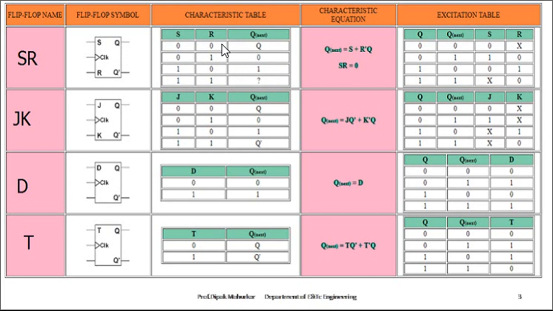So for the excitation table, we require Q and Qn plus 1, meaning whenever the clock pulse is present and passes, Qn plus 1. And what is the input of SR? Now see, from this table, if S is 0 and R is 0, first we are assuming Q is equal to 0. So Q is equal to 0 at that time, and you put that in this table.